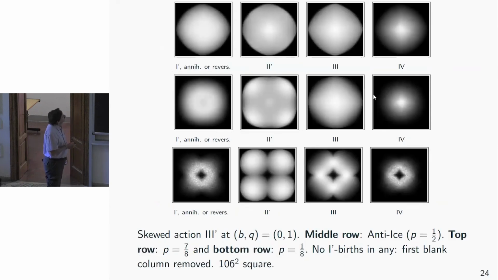And rather interesting things happen if you fiddle with this action. This is the anti-ice from the previous slide. The first square is removed because that was blank. There was nothing happening there. And now with different p-values, at the bottom p is 1/8, and at the top it's 7/8. You can see that there's quite a drastic change in where these actions take place for this kind of model.